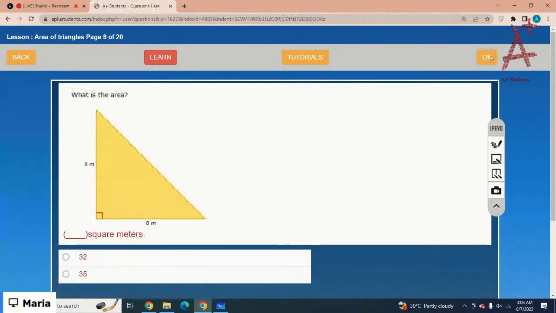Okay, the next one is, what is the area? So you have to calculate. You have to do half times base times height. It would be 8 times 8 is 64, and 64 divided by 2 is 32. So that would be 32 square meters. Got it?